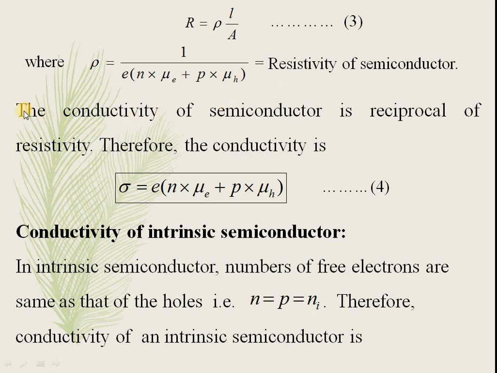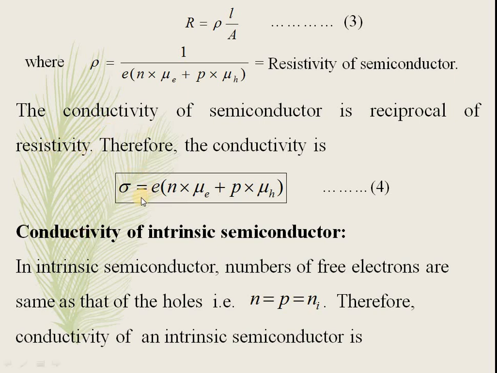Now in this article we have to derive an equation for the conductivity of a semiconductor. The conductivity of a semiconductor is nothing but the reciprocal of its resistivity. Therefore the conductivity is sigma, which is equal to 1 upon rho, is equal to e into bracket n into mu e plus p into mu h, bracket complete. We call this equation number 4. This equation 4 gives the conductivity of the semiconductor, and it is the general equation for conductivity.